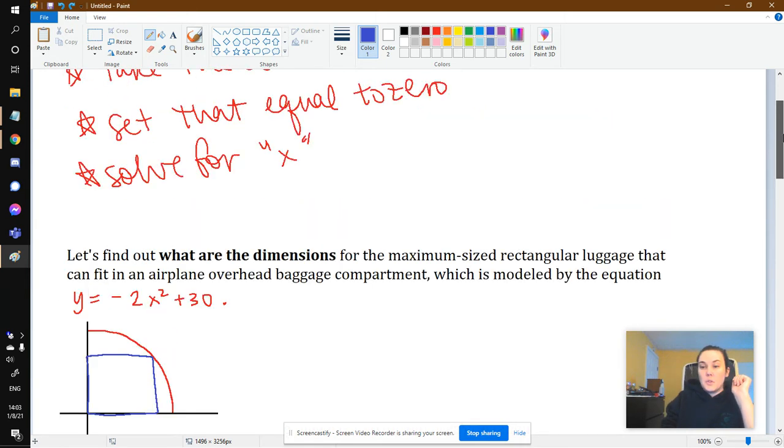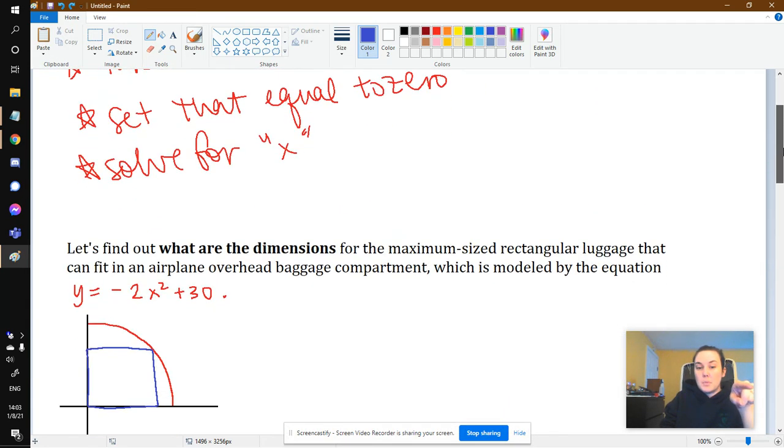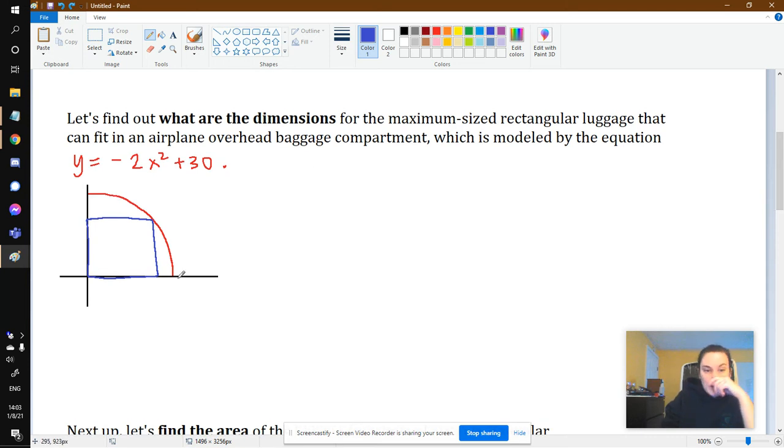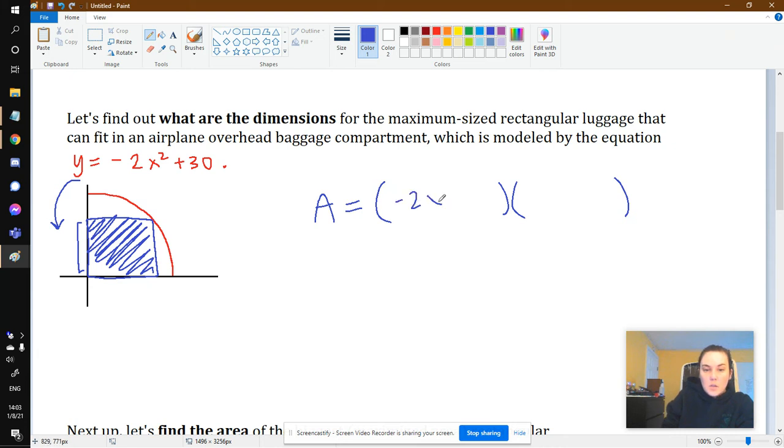So when we go to our have an equation you want to optimize, the equation is not the equation for the baggage, it's the equation of the area of this baggage, right? The height here of this square package or rectangular package is our equation. So if it's length times width or height times base, that's our height. And this distance is just how far x you go. So this distance is x. So base times height is going to be x times negative 2x plus 30.